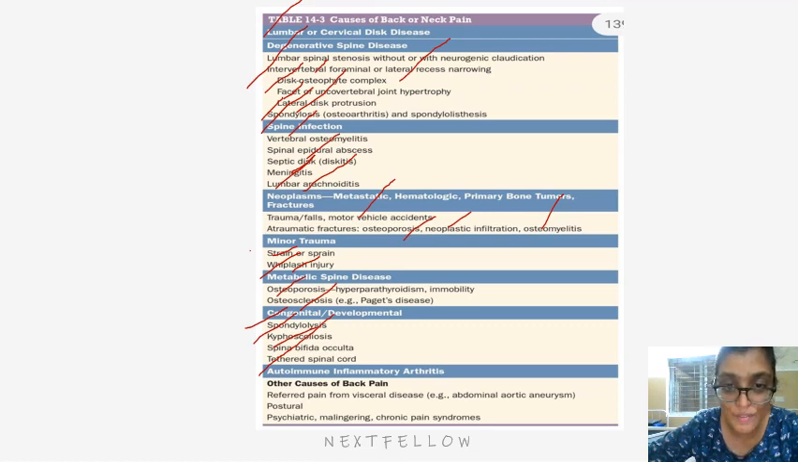Other causes of back pain are referred pain from visceral disease like abdominal aortic aneurysm, postural back pain, psychiatric causes, malingering, and chronic pain syndrome.